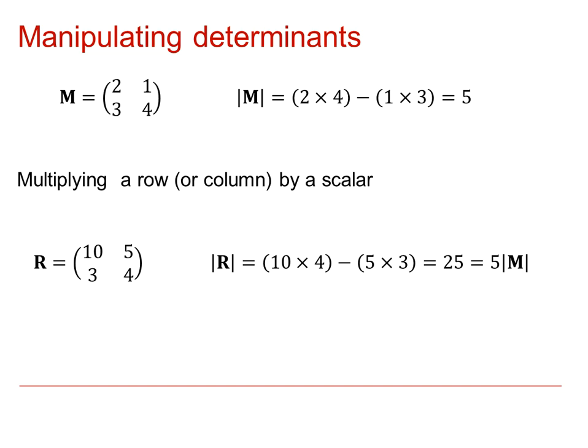Finally, I want to consider what happens when we multiply a row by a scalar. So here you can see that we've multiplied the row by 5, and then the determinant of R becomes 5 times the determinant of M. And again, a general result. Multiplying by a scalar produces a matrix which has determinant equal to that scalar multiple of the original determinant.